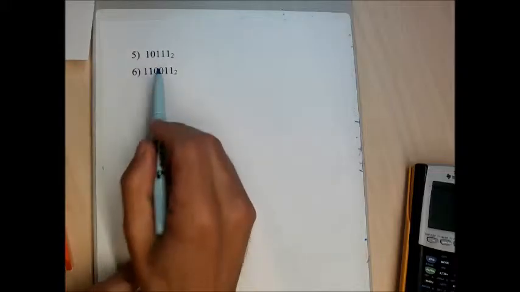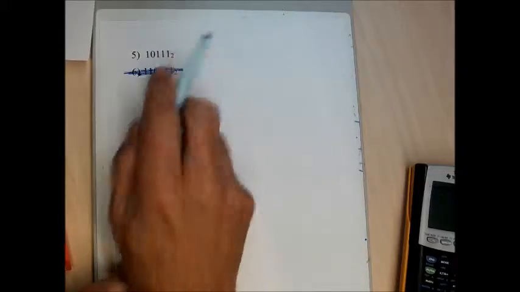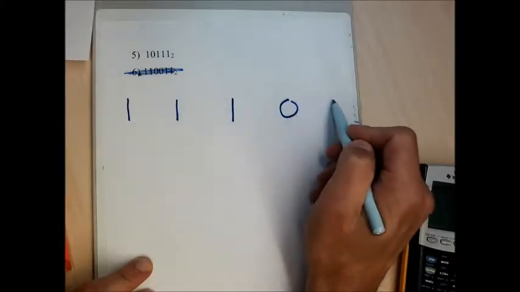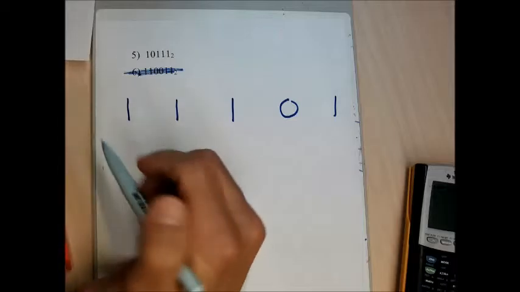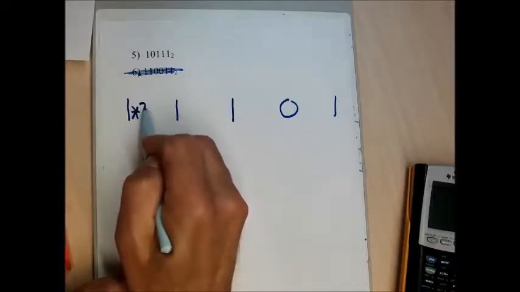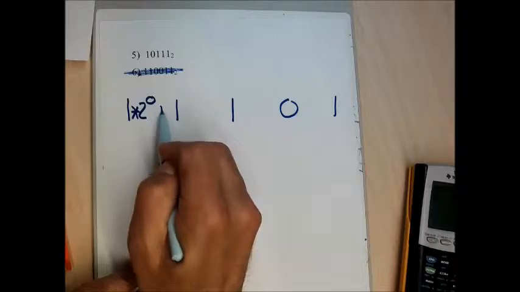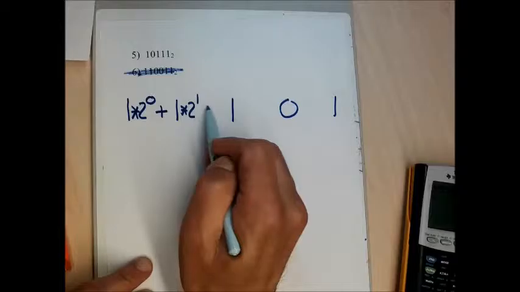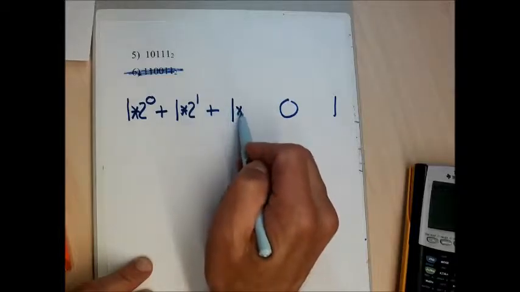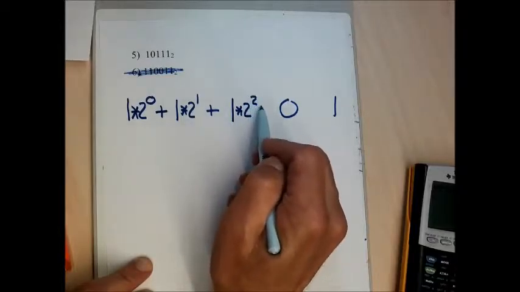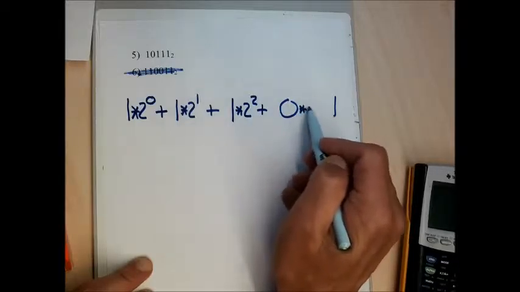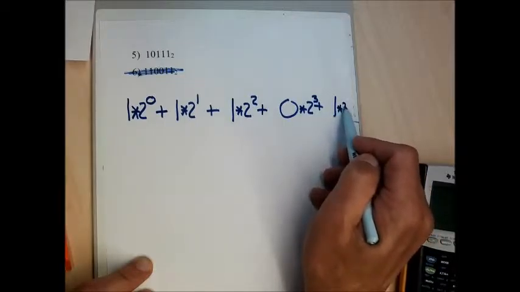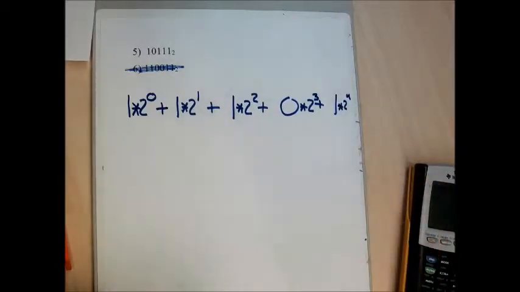I'll do 5 with you. So I'm going to write the numbers backwards. I'm going to write 1, 1, 1, 0, 1. That's writing the number backwards. And I'm going to multiply each by a power of 2. I'm going to start with 0, sneak that plus sign in, bump the exponent on the 2 up to 1, put a plus sign in, bump the exponent up to 2, put a plus sign in, bump the exponent up to 3, put a plus sign in, bump the exponent up to 4, break out my calculator.